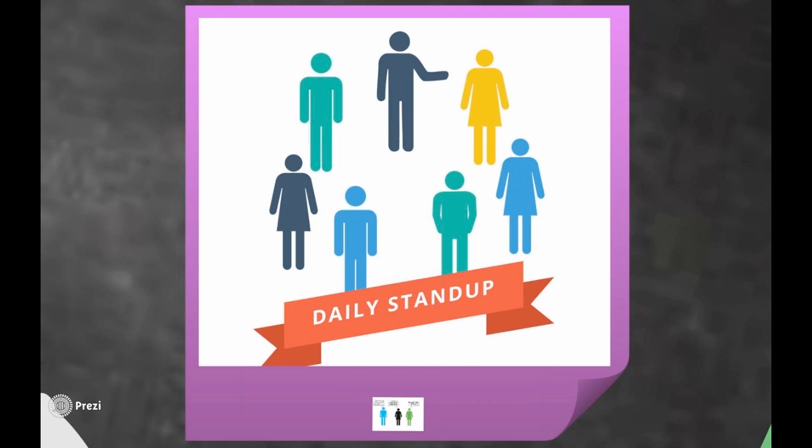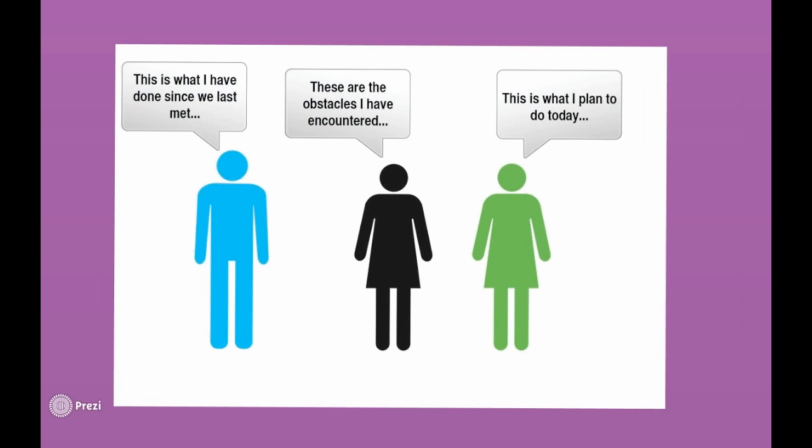Every day you're going to have an activity called the daily stand-up. During the daily stand-up, which involves the Scrum Master, the product owner, and the rest of the dev team, they're going to answer three major questions. What did I do yesterday? This is what I've done since we last met. What are some problems that I've encountered? And this is what I plan to do today.